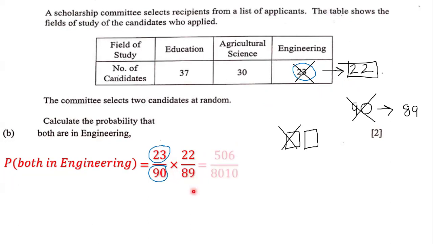And so now we multiply: 23 multiplied by 22 is 506. And then we have 90 multiplied by 89, and 90 multiplied by 89 is 8,010. And so the probability that both are in engineering is 506 divided by 8,010.